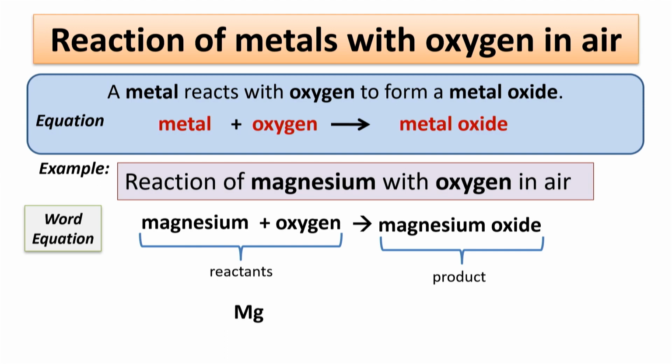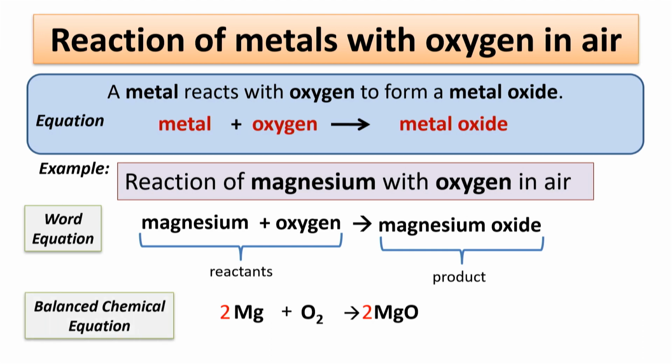Oxygen in air exists as an O2 molecule. Magnesium oxide is MgO. Now, we need to balance the equation to make sure that we have the same number of atoms of each element on both sides of the equation. So, we place a 2 in front of Mg and MgO. This is the balanced chemical equation for the reaction between magnesium and oxygen.